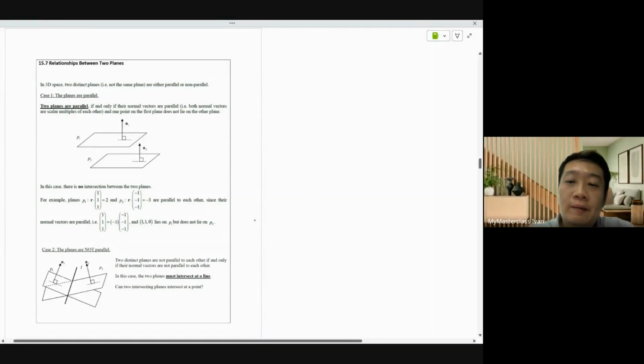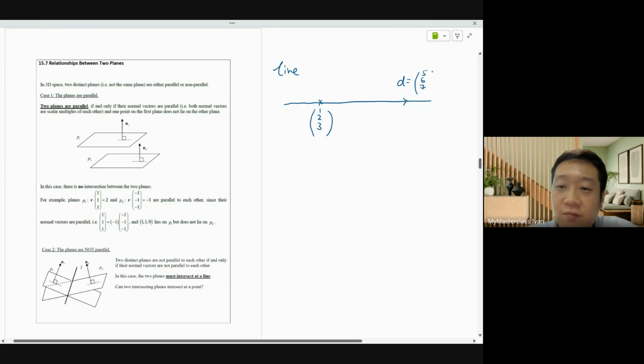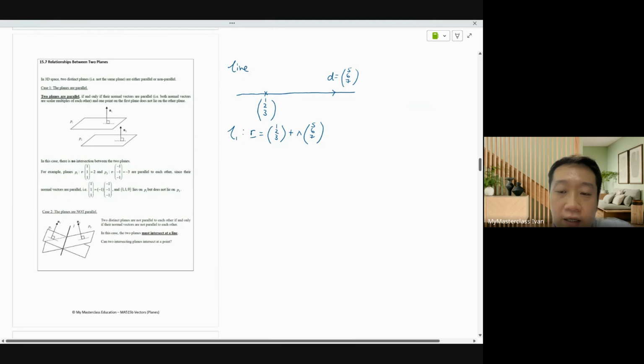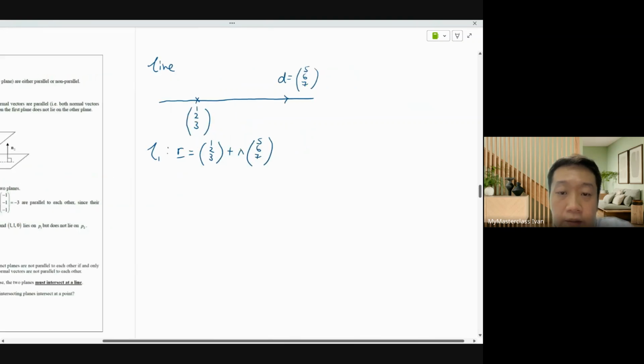Okay, before we do plane, remember in vectors 2, we do a line. So what are the properties of a line? A line will always consist of a point, like maybe 1, 2, 3, as well as a direction, like 5, 6, 7. So how we represent a line is L: R equals 1, 2, 3 plus lambda times direction 5, 6, 7. So this is how we represent a line, and this is a vector equation of the line.